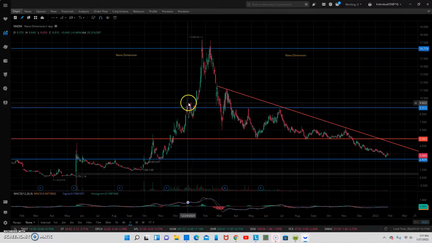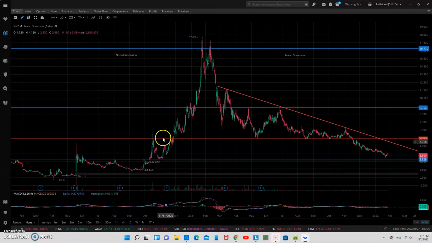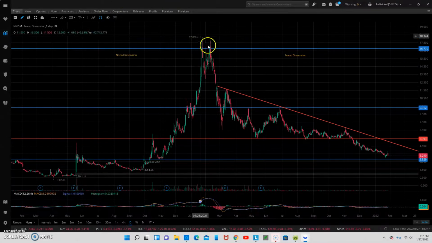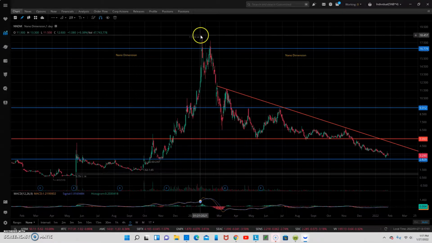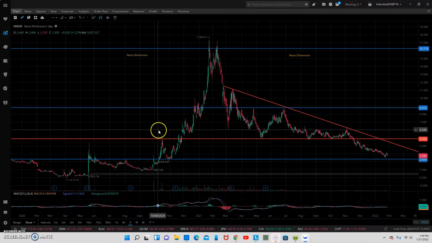It was on a very nice uptrend when the growth stocks were in favor, the SPACs were in favor in 2020. So it went from a low of 51 cents here in April of 2020 to a high of $17.89 in less than a year here. So those were some huge gains in a very short amount of time.